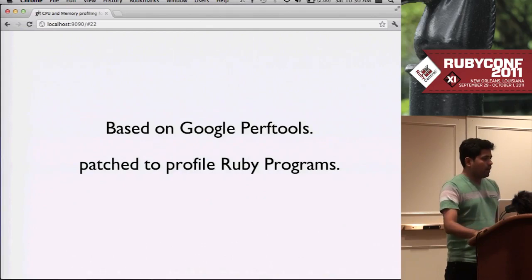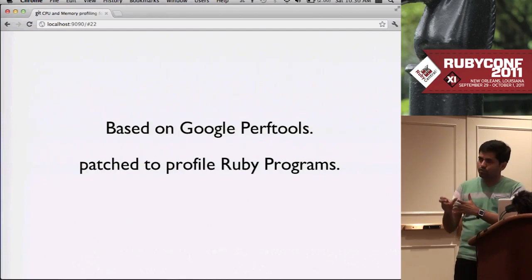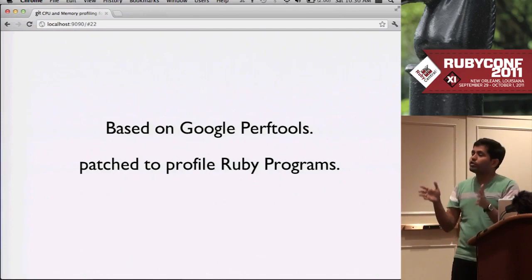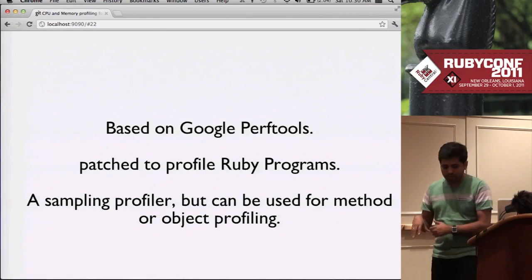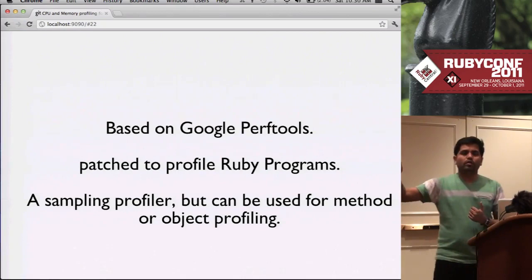Google Perftools is a great way to profile your C or C++ applications, but out of the box, it cannot profile Ruby applications. Aman has patched Perftools so that it can hook in, get the Ruby stack frame and record all the data, so that it can profile Ruby applications. It's a sampling profiler, which means it's not tracking all the method calls. In 1 second, it collects 100 samples and gives you data based on that. But there are modes where you can turn on method-based profiling or object profiling. That's all configurable.